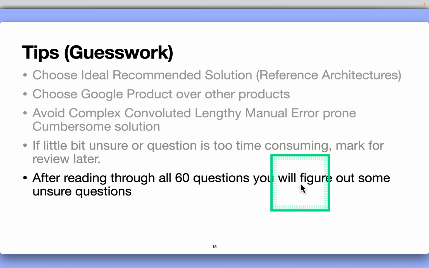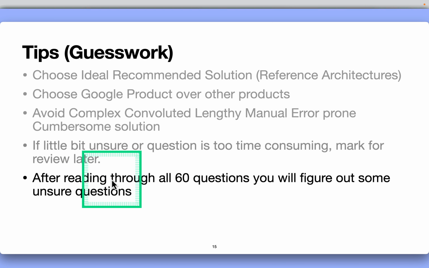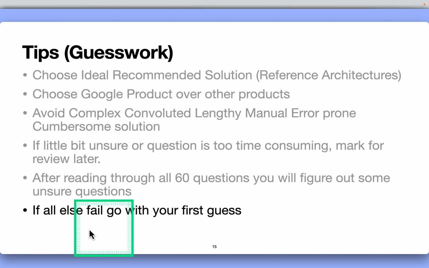After reading through all 60 questions, you will figure out some unsure questions. That's why I said once you have gone through all the 60 questions, make sure you have some time, like 10, 15, 20 minutes, whatever. So you can change some answers, because going through all the questions and answers will bring in new knowledge. So probably you can fix 4 to 5 questions at the end. That can make all the difference between passing and failing the exam. And if all else fails, go with your first guess. Just go with your first gut feeling and don't change it.